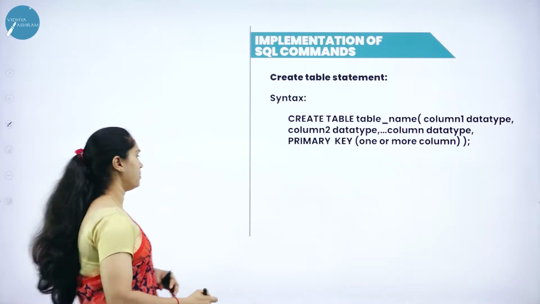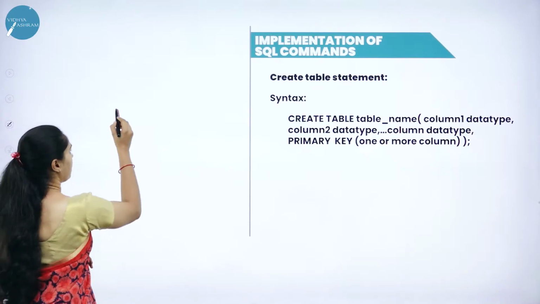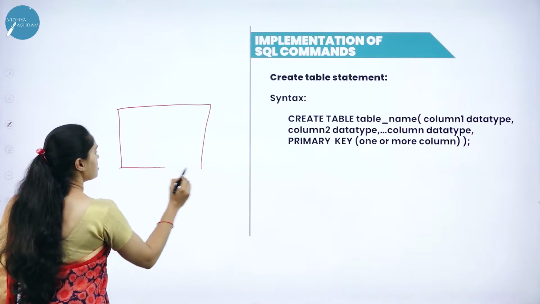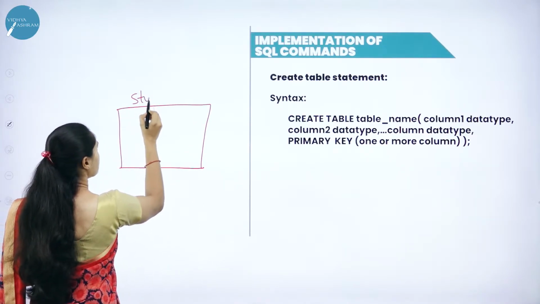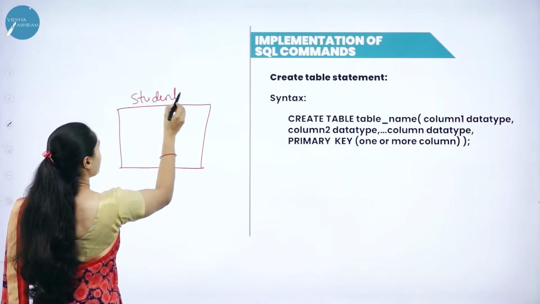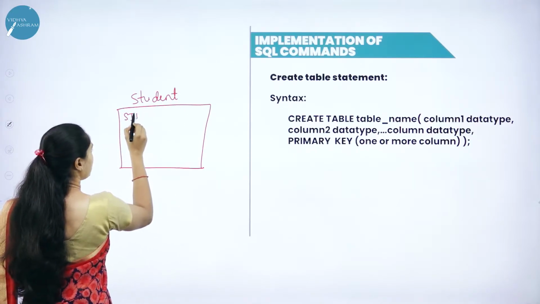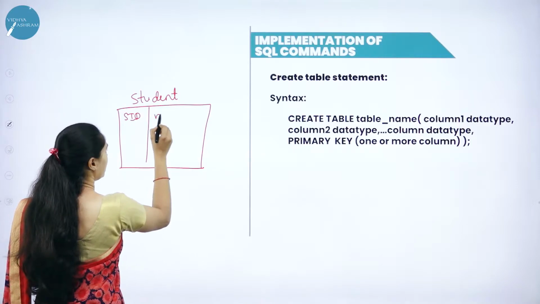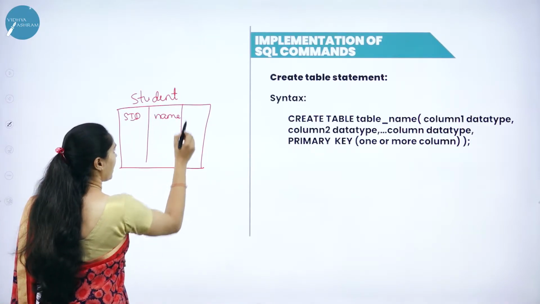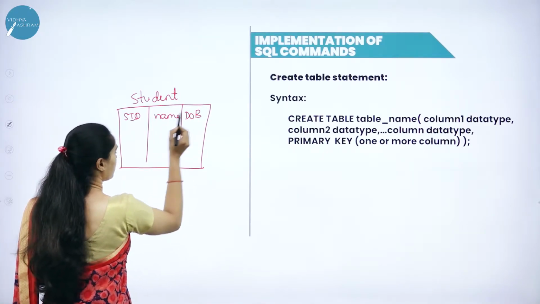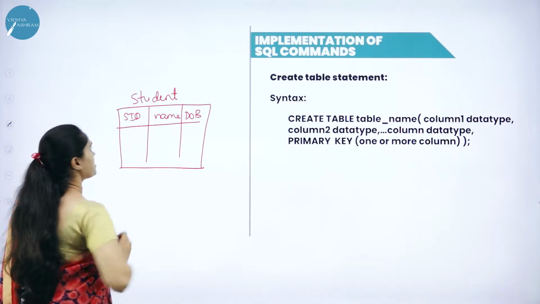For example, if I wanted to have a student table, how am I going to create that? So physically we are going to call this a student table, and consider I wanted to have a student ID, a student name, and I wanted to mention the date of birth of a student. Okay, so these are my columns in my student table.